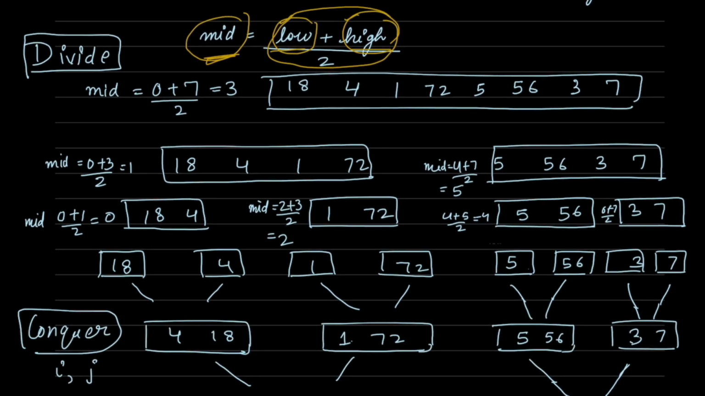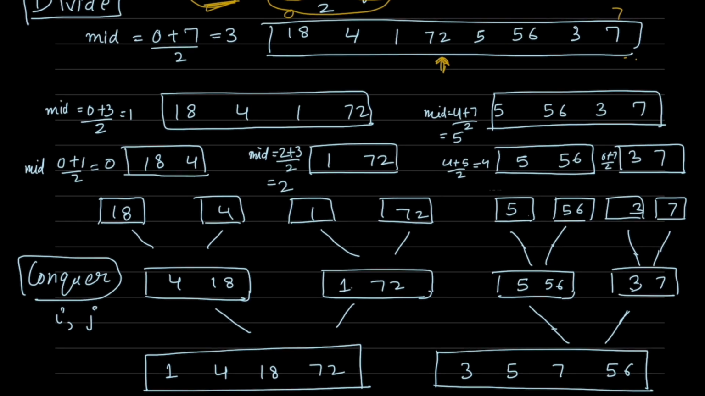So this is the array from where we start. The array is from 0 to 7. So we find the middle element, (0 + 7) / 2, which is 3. So we split at the element 72. So we have two arrays now. The element in the middle position would go to one of the arrays, so we'll move it to the first array. So we have one half of the array as 18, 4, 1, 72, and the rest half is 5, 56, 3, 7.